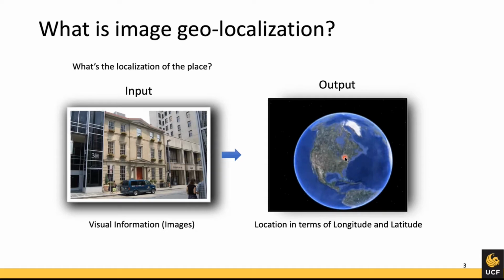So what is image geolocalization, right? Given an input image, this can be a query image collected maybe from the internet, and we want to know what's the location of this place, right? So the output is a GPS coordinate, indicating the longitude and latitude of the place presented in this image.